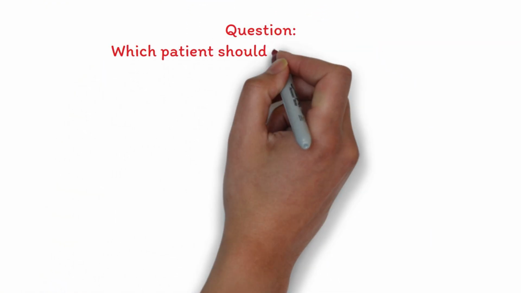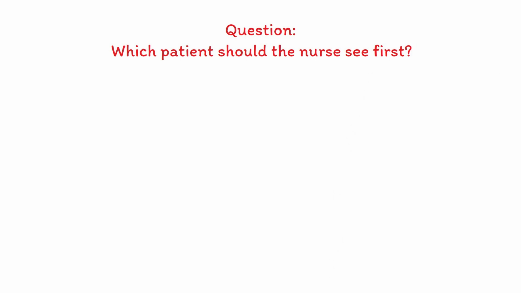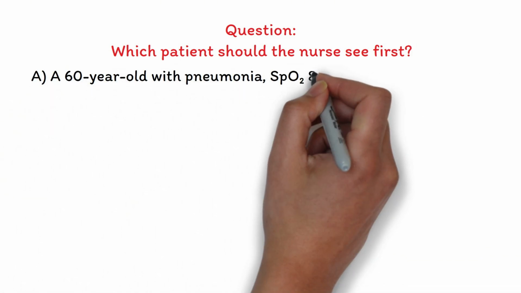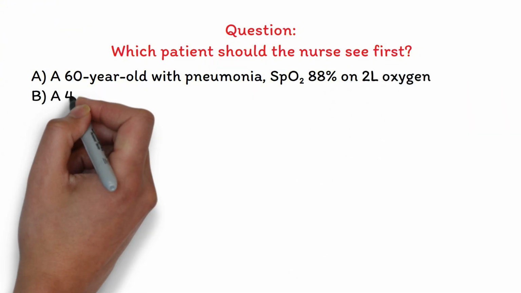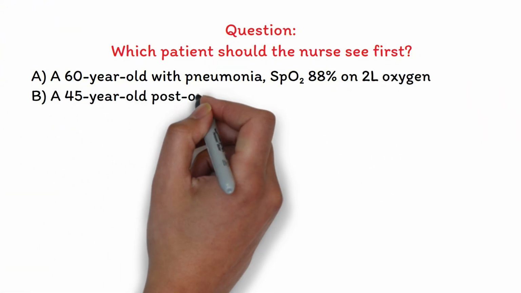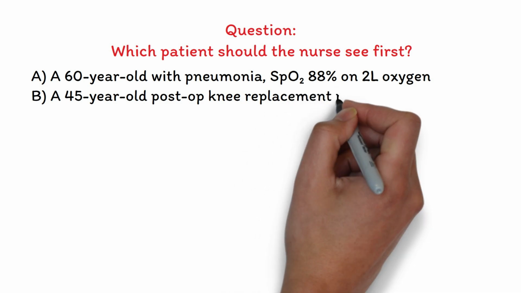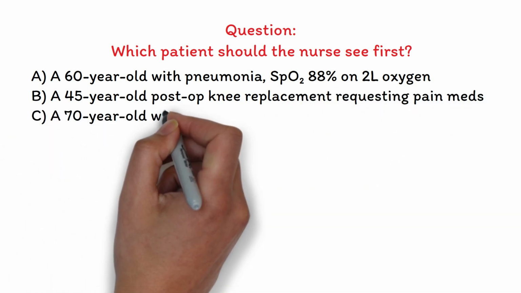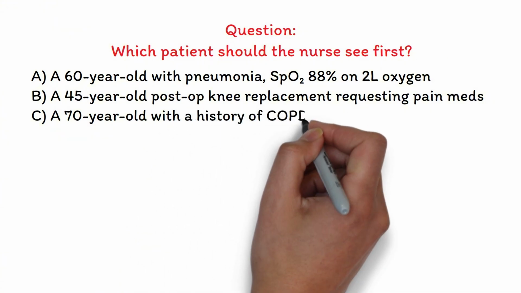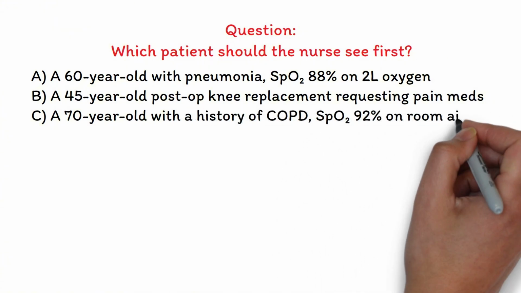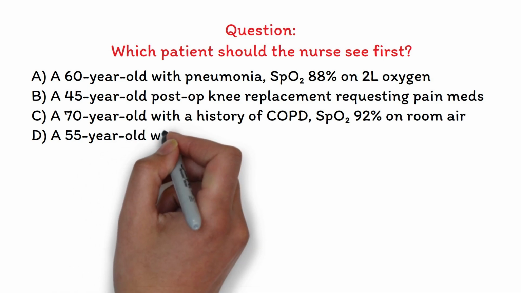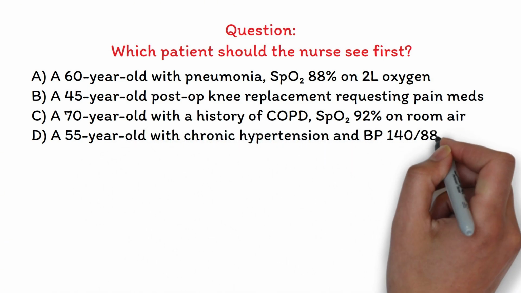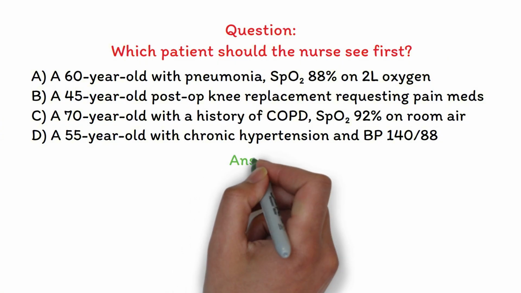Question: which patient should the nurse see first? A, a 60-year-old with pneumonia, oxygen saturation 88% on 2-liter oxygen. B, a 45-year-old post-op knee replacement requesting pain meds. C, a 70-year-old with a history of COPD, oxygen saturation 92% on room air. D, a 55-year-old with chronic hypertension and BP 140/88.